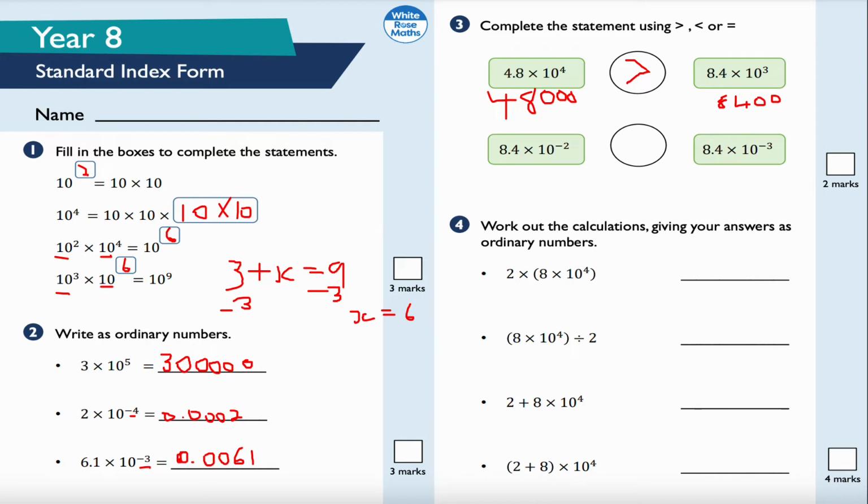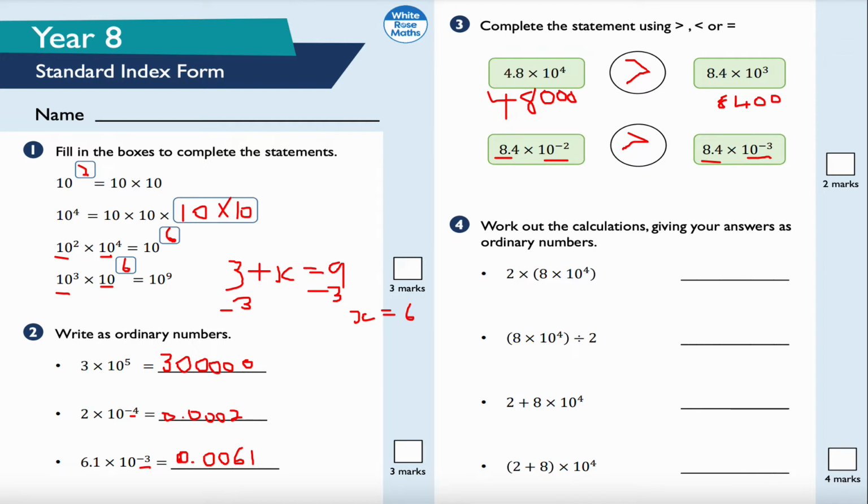The next one, 8.4 times 10 to the minus 2 and 8.4 times 10 to the minus 3. Well, I know straight away that it's the same number, but the power here is smaller. This minus 3 is smaller than minus 2. So this is going to be greater than. So I don't even have to work it out. I know that 10 to the minus 2 is bigger than 10 to the minus 3. This is question number 4, guys.